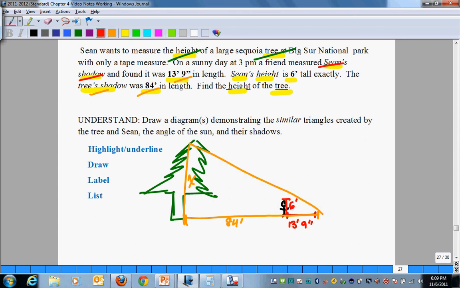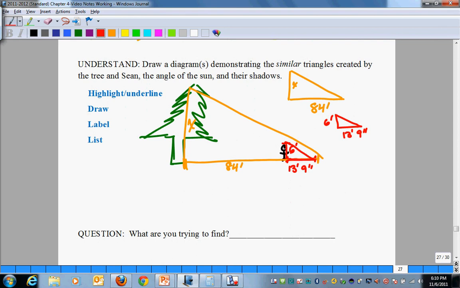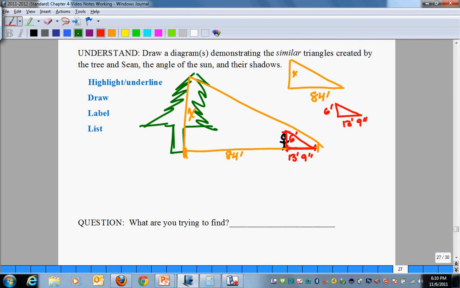Technically what we have here are 2 triangles. I'm going to pull these triangles apart so it's easy to see. There's our tree triangle. This is 84 feet. That's our unknown. And then we have the smaller triangle created by Sean and his shadow. This is 13 feet 9 inches, 6 feet. Find the height of the tree. That's our ultimate goal, is to find the height of the tree.